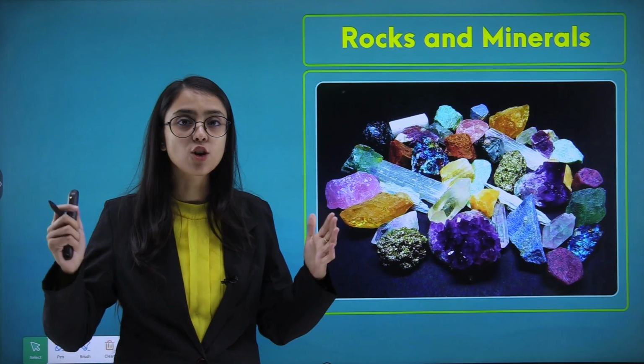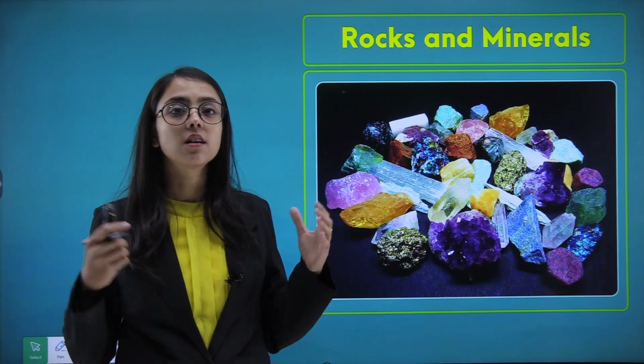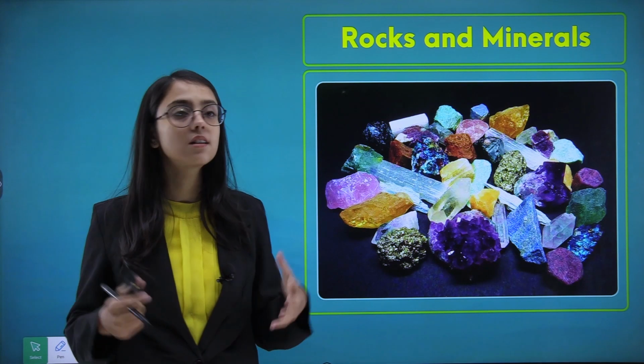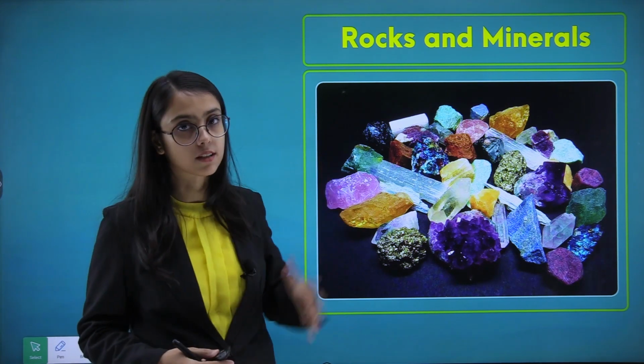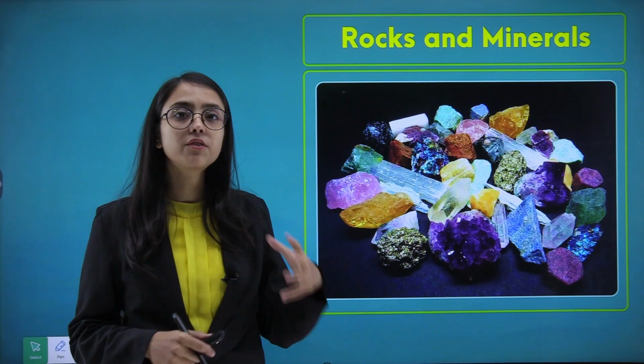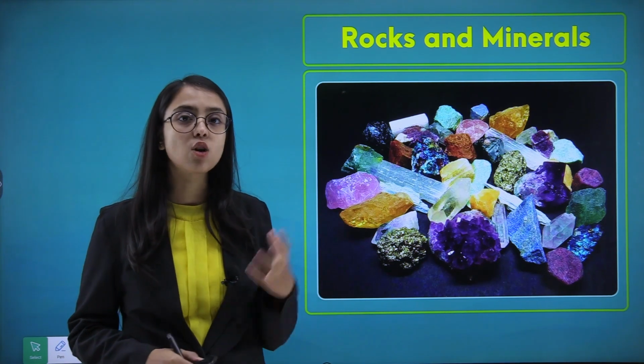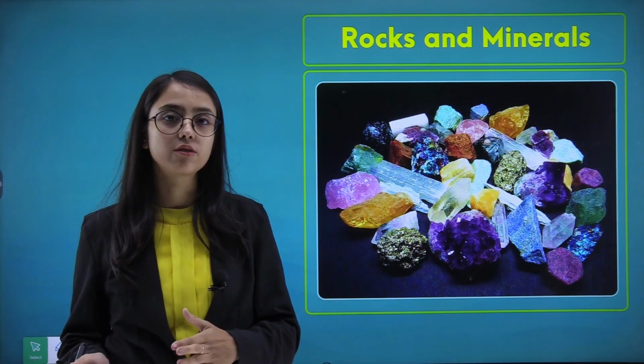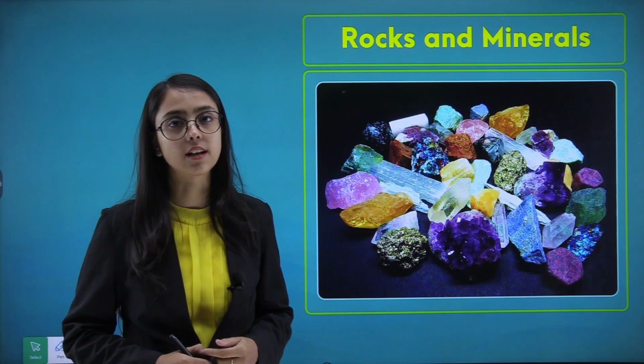Now, let's talk about rocks and minerals. The earth that we live in is made up of rocks and minerals. The surface, the crust of the earth, is made up of different kinds of rocks, and these rocks are transformed from one form or one type to another gradually.